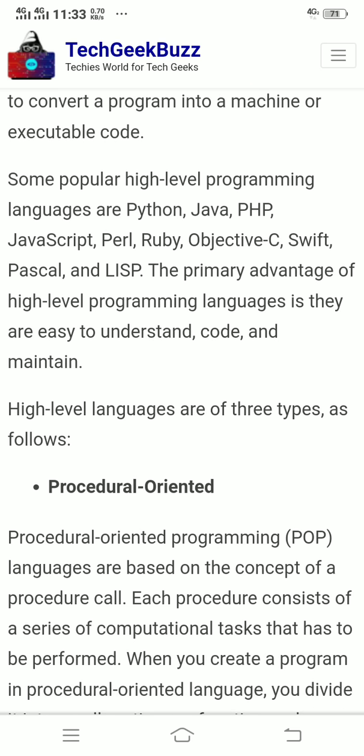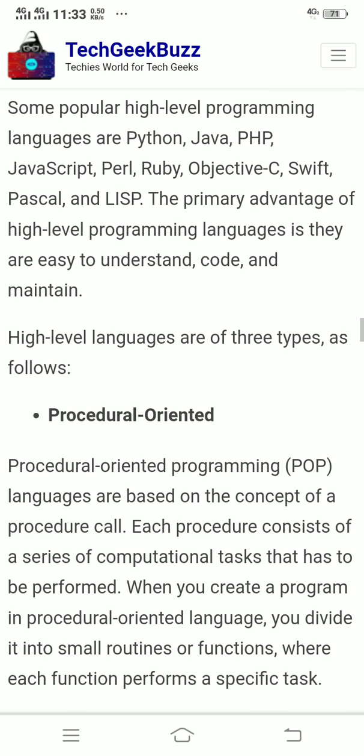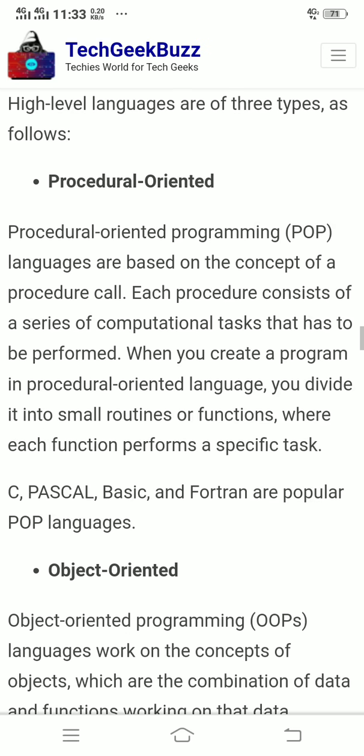Procedural oriented programming (POP) languages are based on the concept of procedures, called functions. Each procedure consists of a series of computational tasks that is performed by a machine or a computer, which creates a program, and the program is divided into different parts.